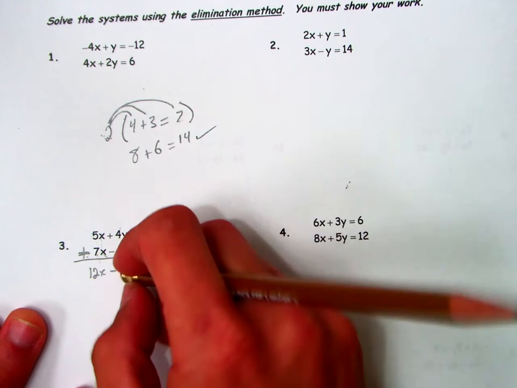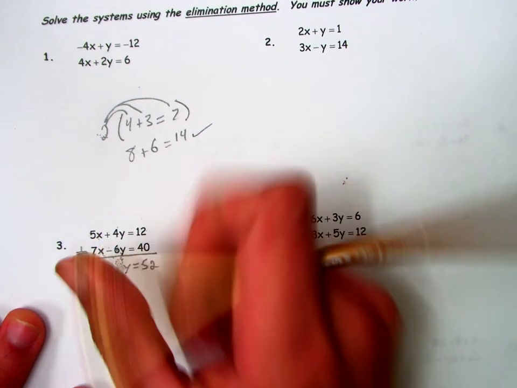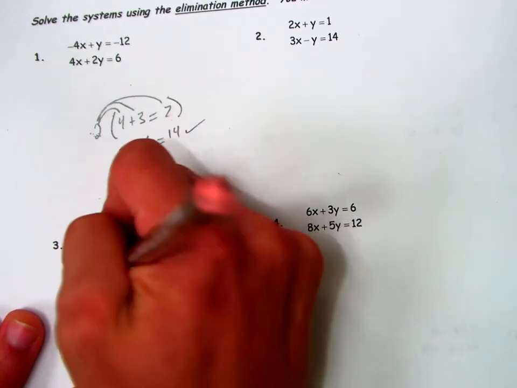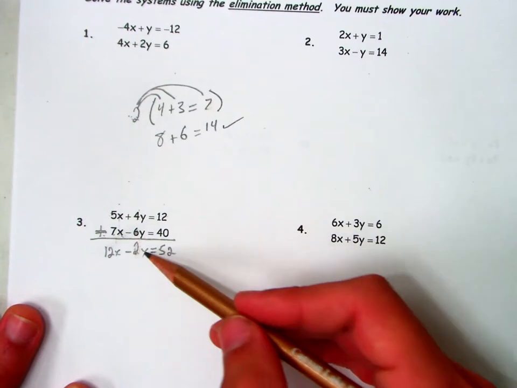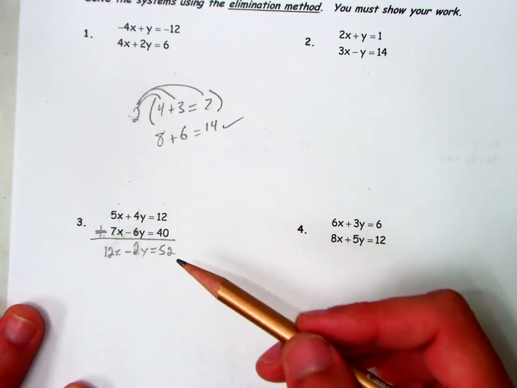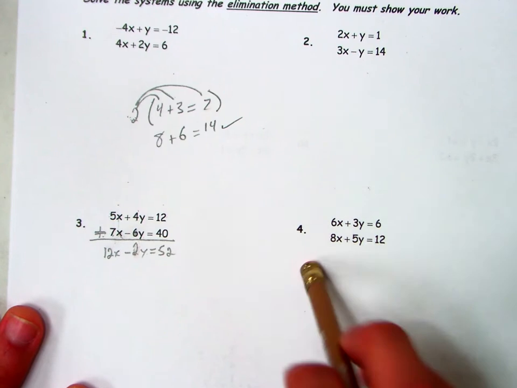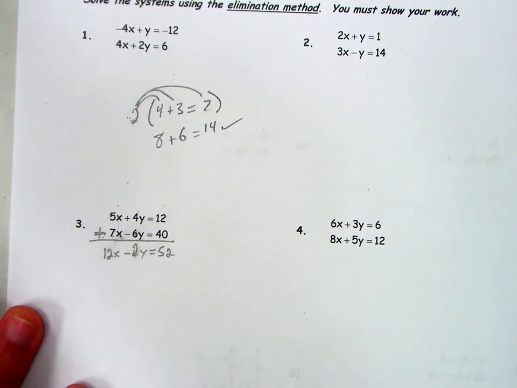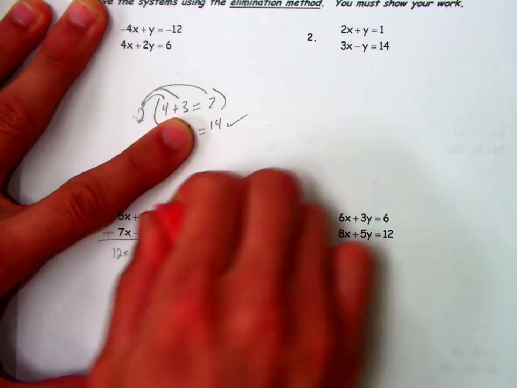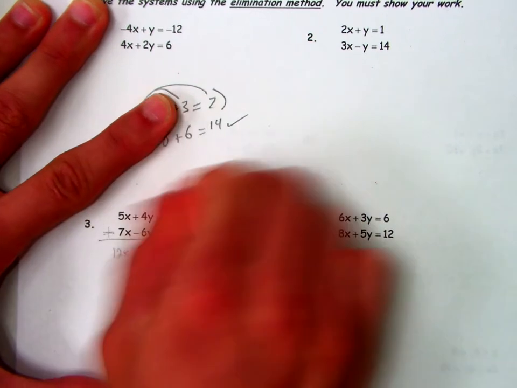I don't know why I said 6y. It should be negative 2y. Still, this doesn't do any good. I still have x's, I still have y's. We didn't eliminate any of the variables. So we need to multiply these by something before we proceed with that. So let's go ahead and do that.